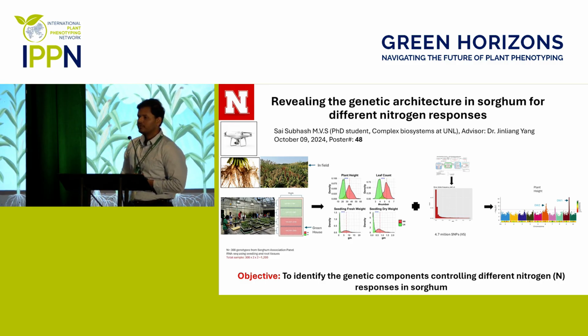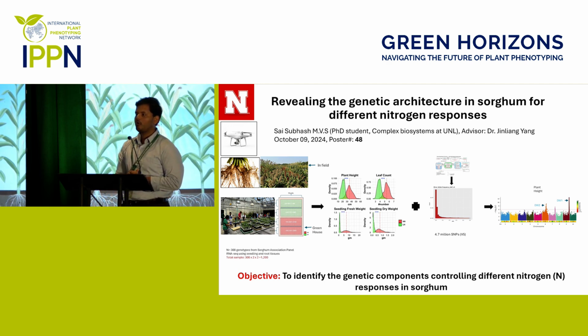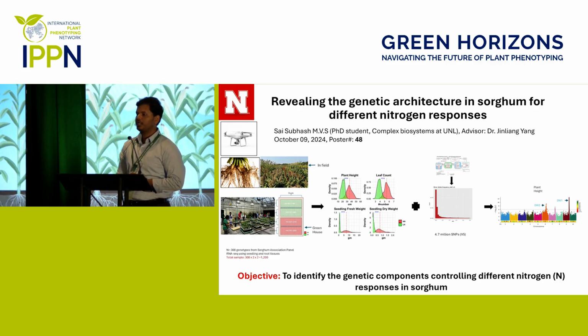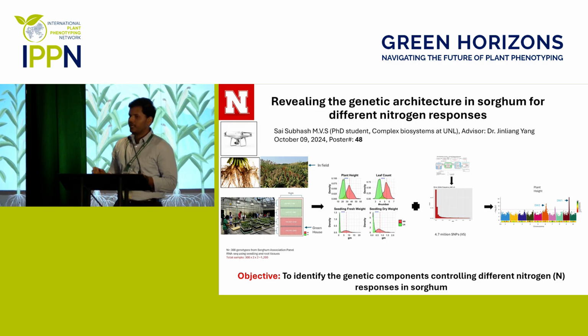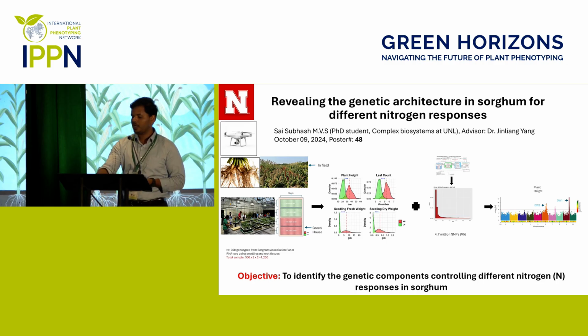So I'm working with sorghum. Sorghum is the fifth most cultivated cereal and also a multi-purpose commodity crop. Despite being C4, it requires a high amount of inorganic nitrogen fertilizer for higher yields. For our study, we grew 346 accessions from the Sorghum Association Panel, which were phenotyped under high nitrogen and low nitrogen conditions.